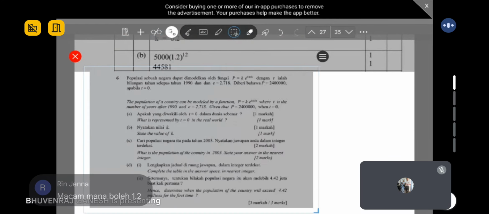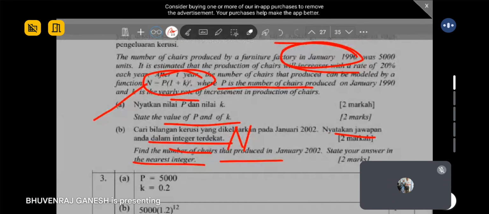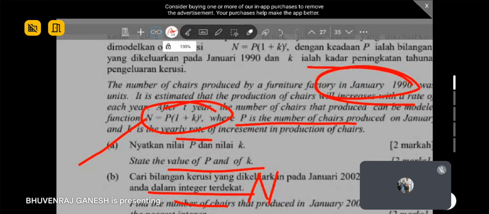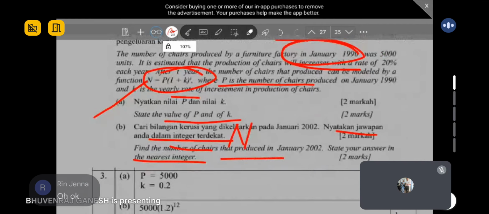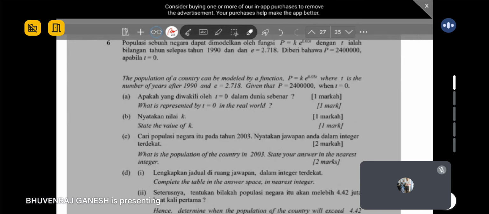Another type of question. Macam mana? Sebab tadi kita dah dapat, sebab 1 tambah K. Boleh nampak? 1 tambah K. K sama dengan 0.2. So 1.2. Okay? Alright. Now, another calculation. Satu lagi pengiraan kat sini.